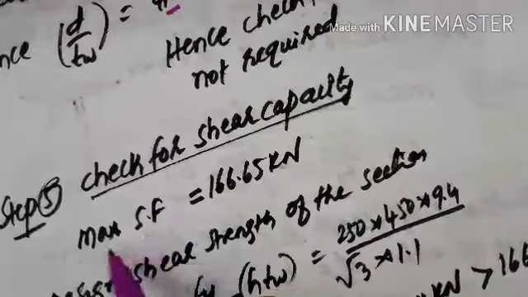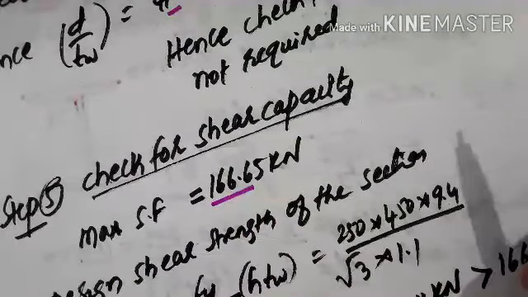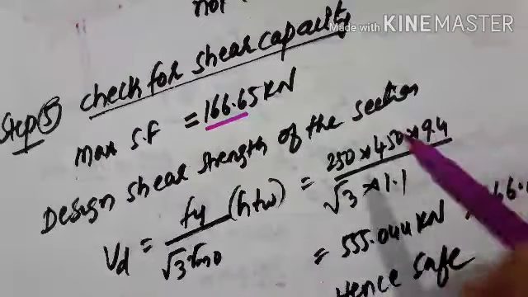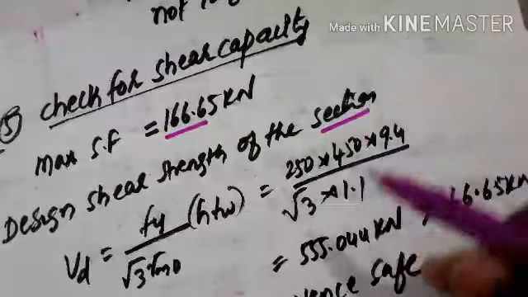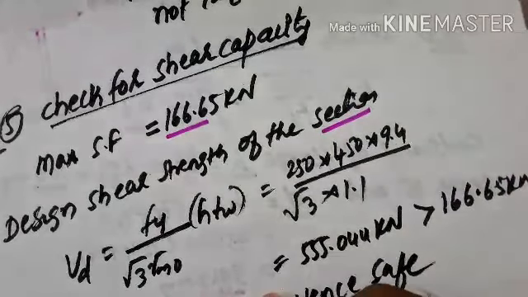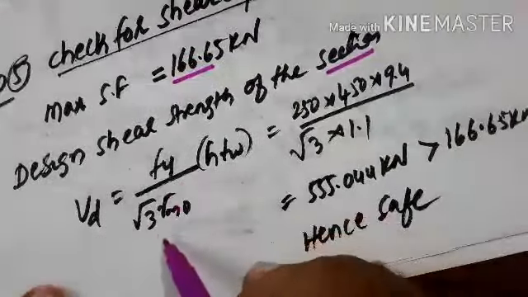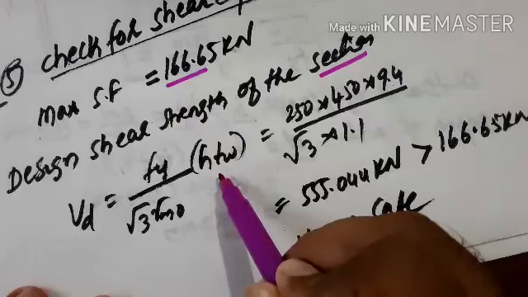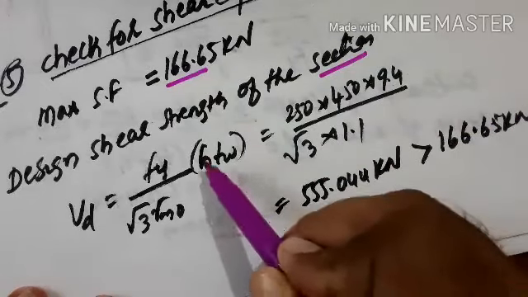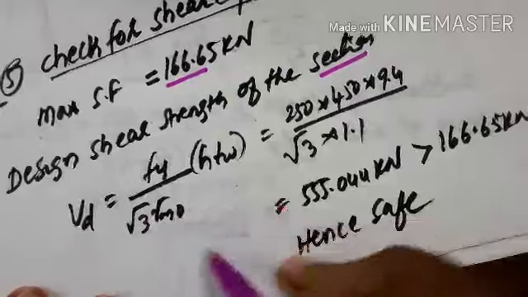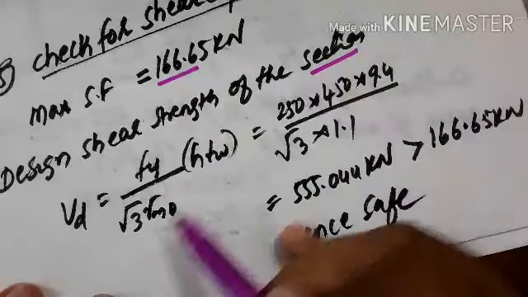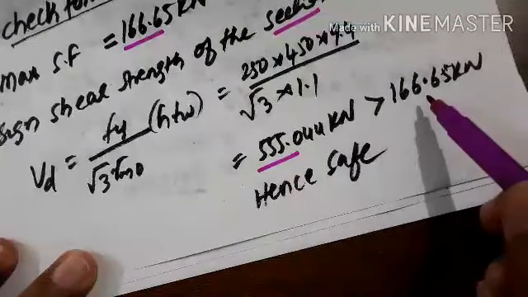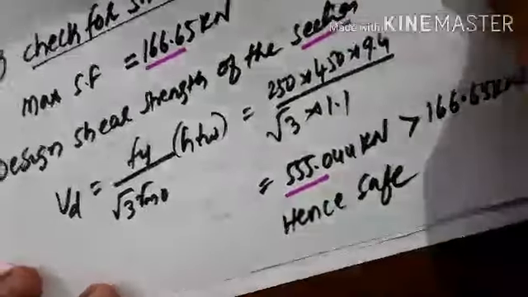Then after this, step number 5, we have to go for the check for shear capacity. To do this, first we need to calculate the maximum shear force. We have already calculated the maximum shear force actually acting, that is WL by 2. Then we need to calculate the design shear strength of the section, for whatever section we have chosen. The formula is VD equal to Fy divided by root 3 gamma MO into area of web, because the web carries shear, hence you have to take the web area. This formula you get from the code, and we have solved many problems also. Substituting all the values here, we get 555.044 kilonewton, which is greater than the actual shear acting, hence the section is safe.